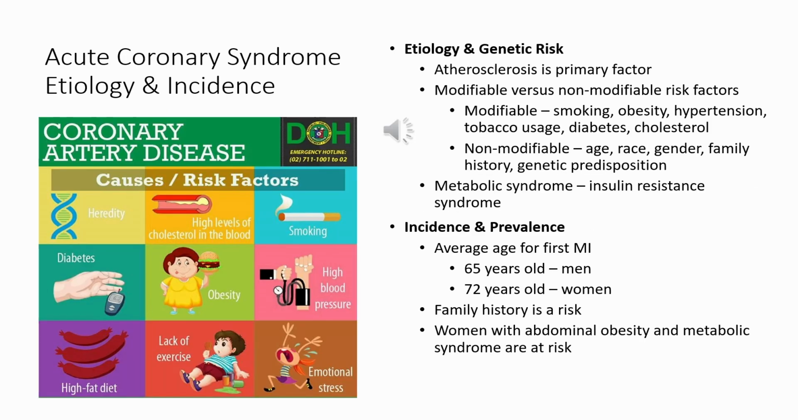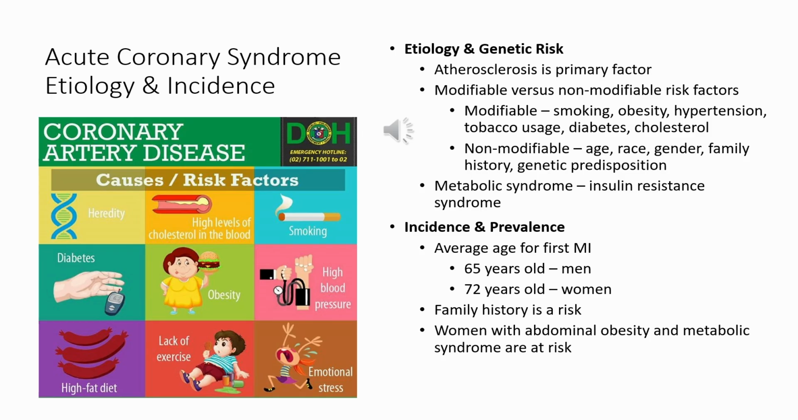All right, let's get into the etiology and incidence of acute coronary syndrome. So the primary cause of acute coronary syndrome is atherosclerosis, which leads to that narrowing or blockage of the coronary arteries due to plaque buildup. Over time, these plaques can rupture, which, as we've talked about, can trigger clot formation and an acute cardiac event like an MI. So there are risk factors for atherosclerosis.